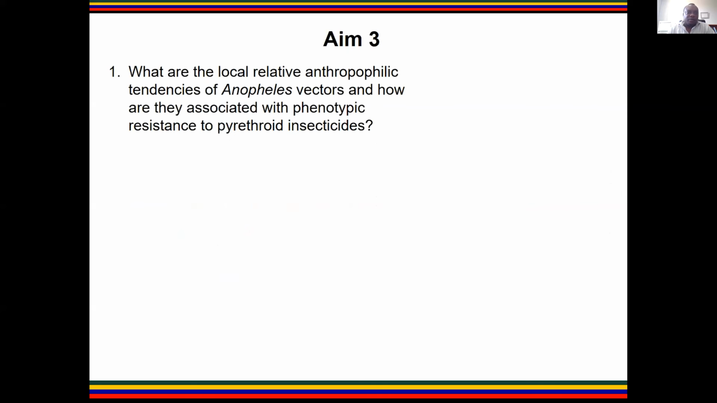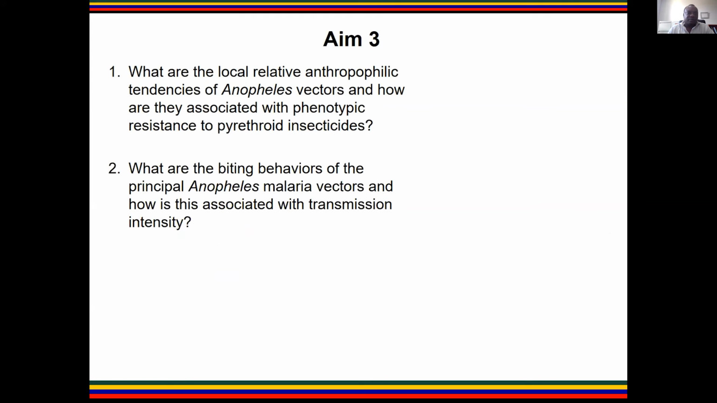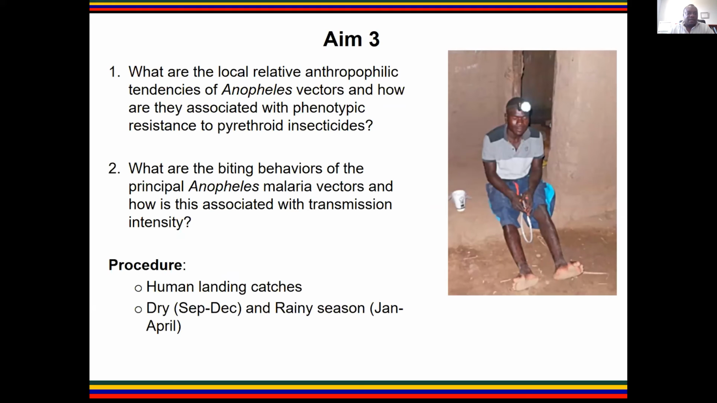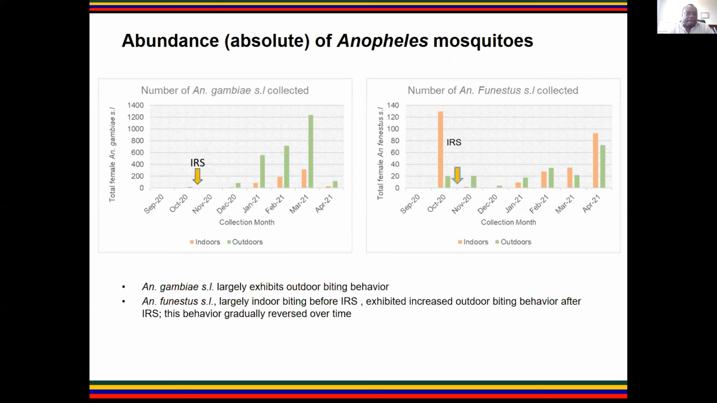The third aim looked at the biting behavior and also the anthropophilic tendencies of the principal Anopheles vectors from the two sites. We, as I said, did human landing catches. We collected data twice, during the dry season and during the rainy season. The dry season was September to December 2020, and the rainy season January to April of 2021. As I said, in one of the sites they introduced IRS, and that has been highlighted in the 2 graphs.